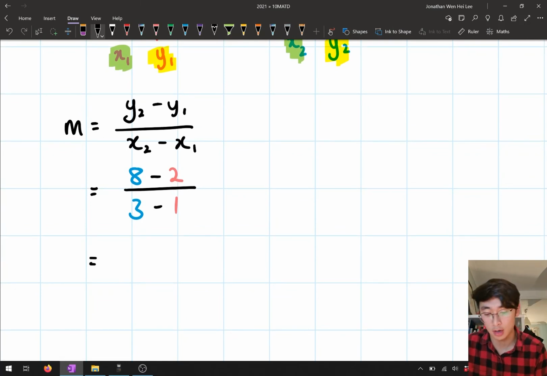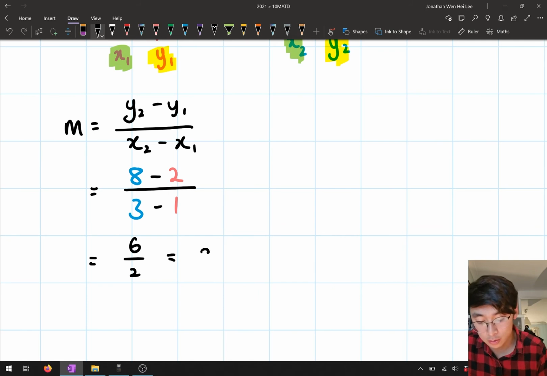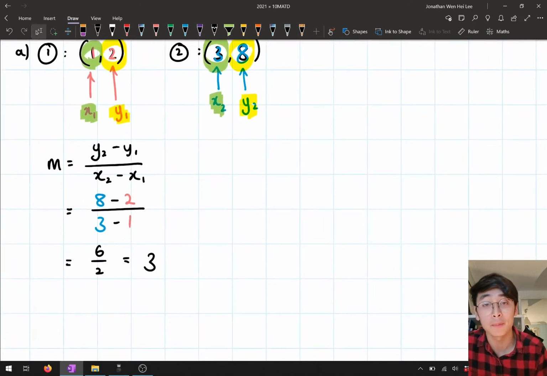So 8 minus 2 at the top was 6. And at the bottom, 3 minus 1, that's 2. And so here our answer is 6 over 2. Now 6 over 2, the final bit that we need to do is we need to simplify. Whenever you see a fraction, there's an operation of division. So we're actually going to divide the 2. I'm going to go 6 divided by 2, which is just 3. So my gradient on my first line here is 3. And that's how we go about doing that.